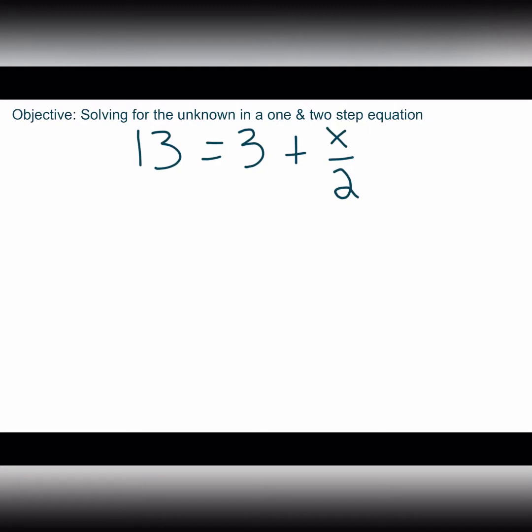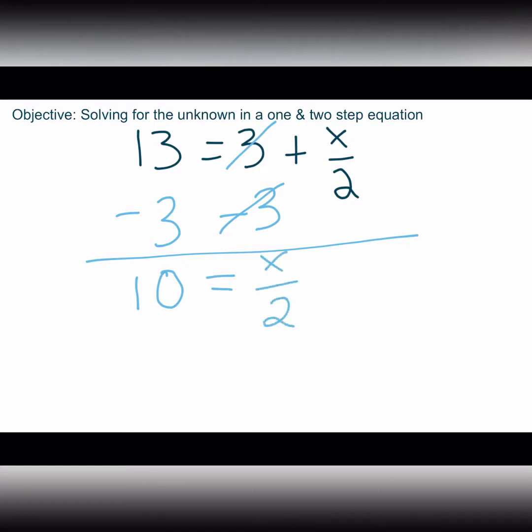Okay, again, the variable is on the right-hand side, but that's okay. We still work the problem the same exact way. So we have 13 equals 3 plus x divided by 2. So the first thing we want to do is subtract 3 from both sides. That will cancel these out. 13 minus 3 is 10. And then we're left with x divided by 2.